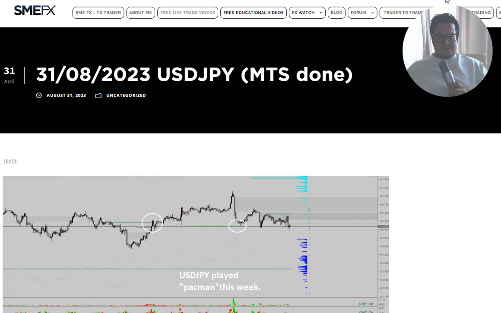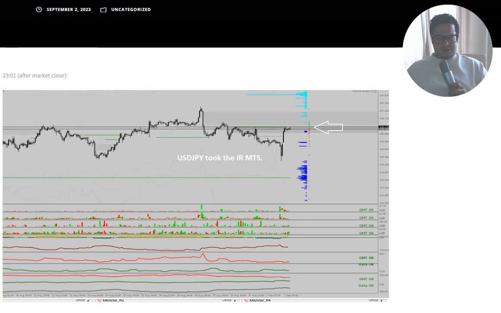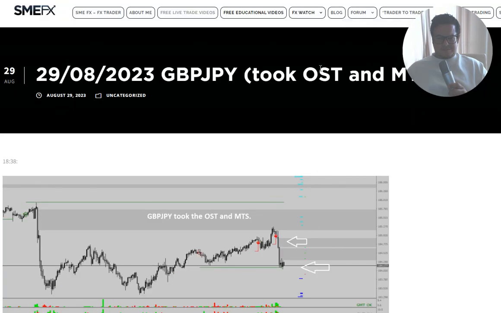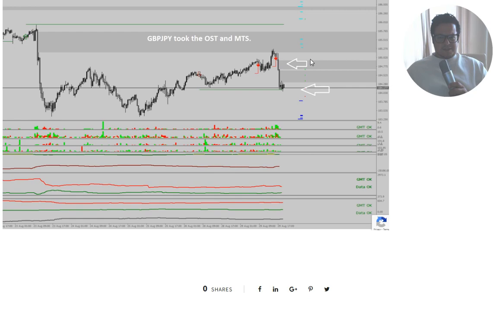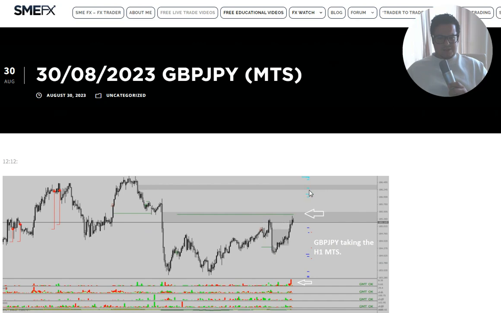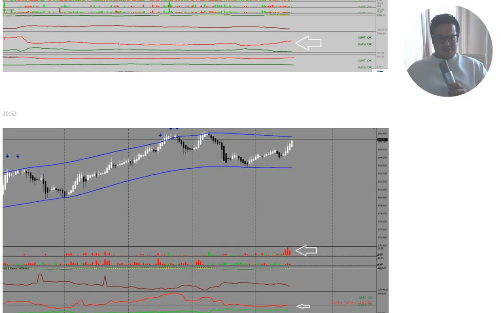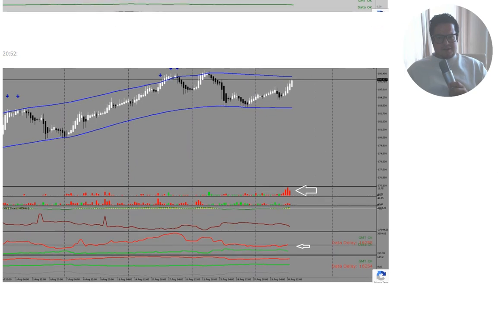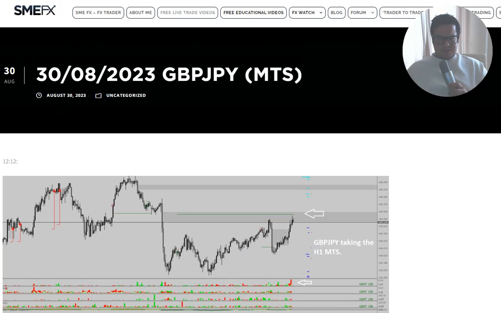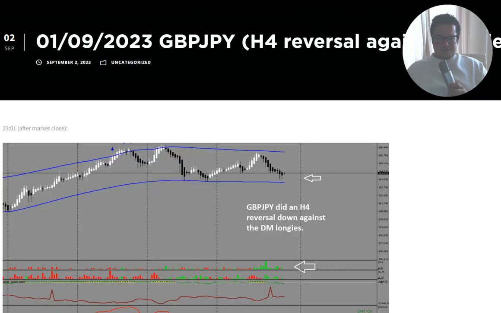Dollar yen took the upper MTS there, and then took the upper MTS on the first as well. I missed that. I'm sure some of you caught that. Pound yen, beautiful MTS and OST trade down against the shorties at the beginning of the week. Okay, then a beautiful up move towards the upper inner range MTS, boom, taking that nicely against the shorties. Again, for our reversal energy plus lower time frame target, that is again a beautiful combination. We've seen it so many times.